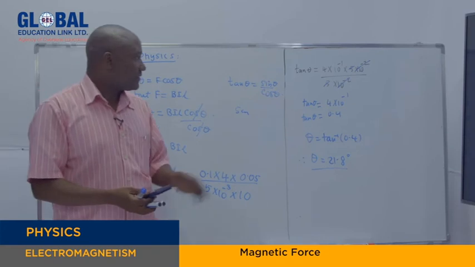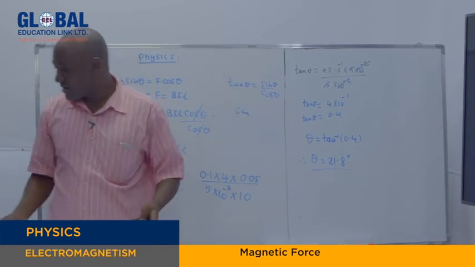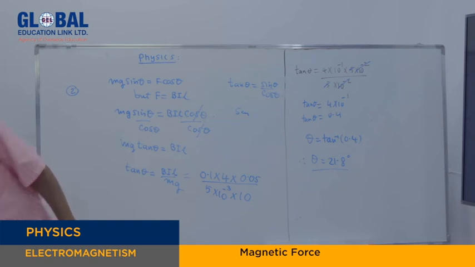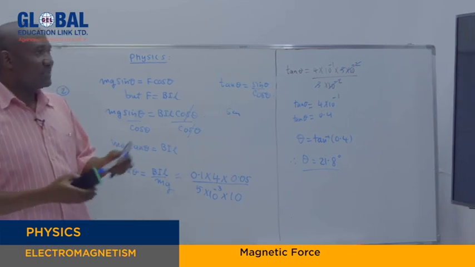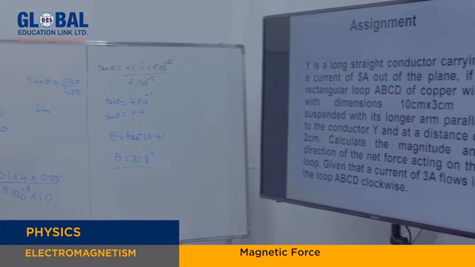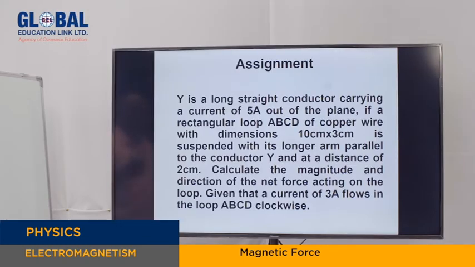Now, after these two examples, I think you can try this question as an assignment. This is your assignment. Let's check if you can do it. The question is given as: we have a wire Y, which is a long straight conductor carrying a current of 5 ampere, and you are told it is out of the plane. That is wire Y. And then you have a rectangular loop ABCD, and the dimensions of that loop are given: the length is 10 and the width is 3 centimeter.